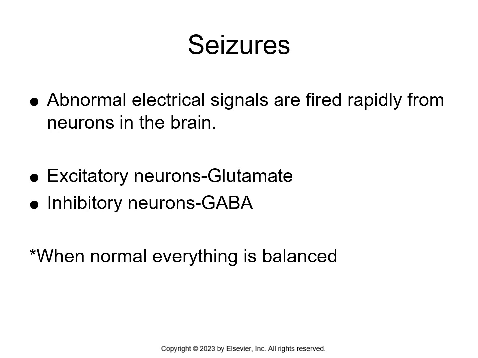Excitatory and inhibitory are exactly what they sound like, something that excites and something that inhibits. When they're balanced, we do not have seizure activity. When they're imbalanced is when we start to see seizures. So normal, everything is balanced.